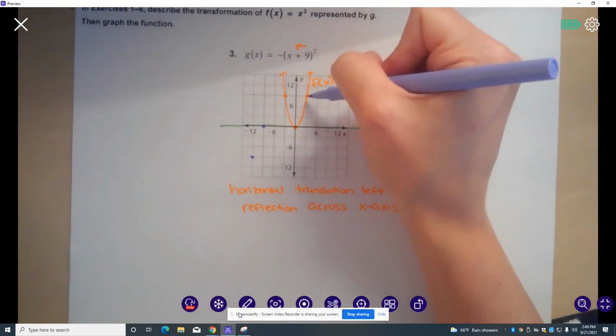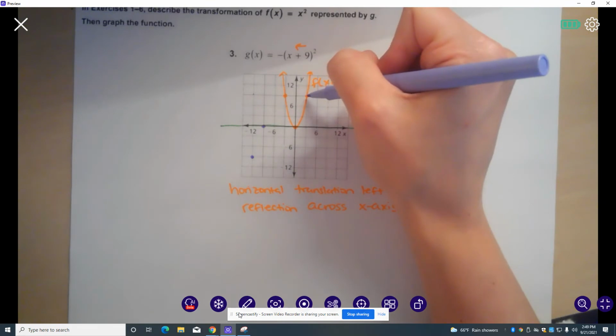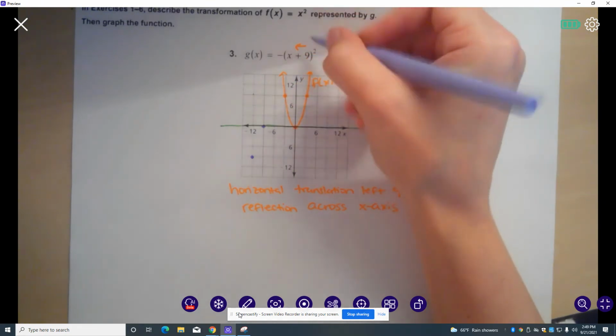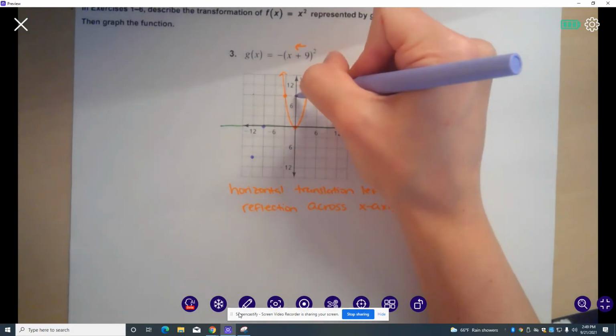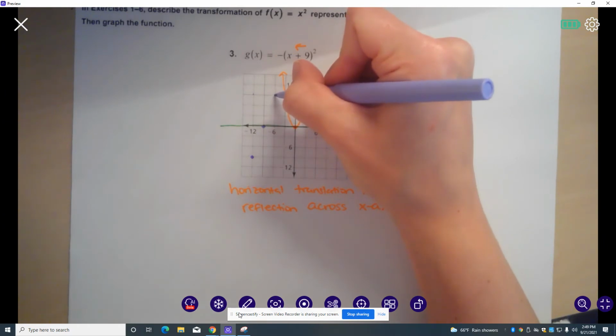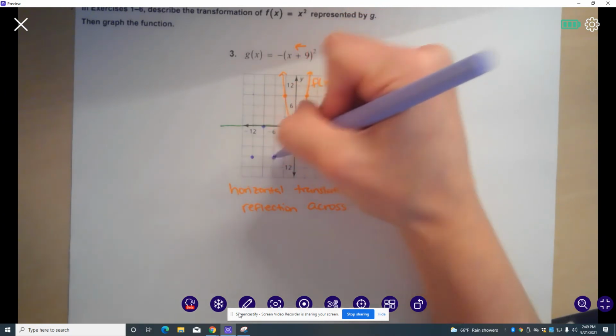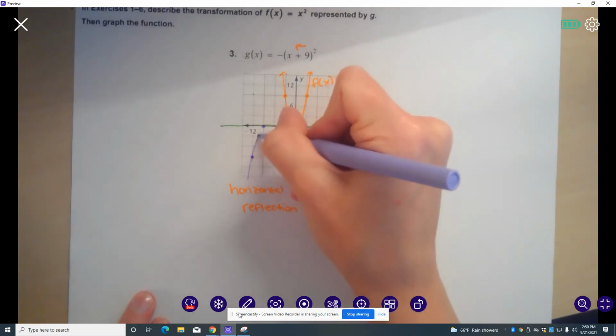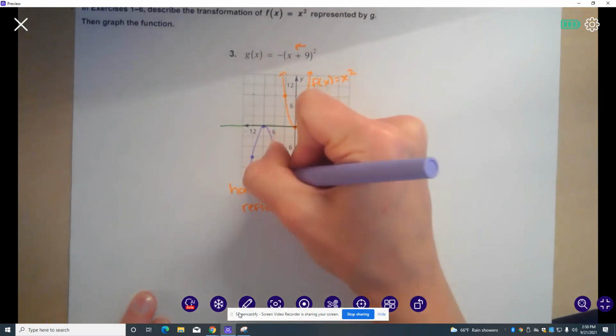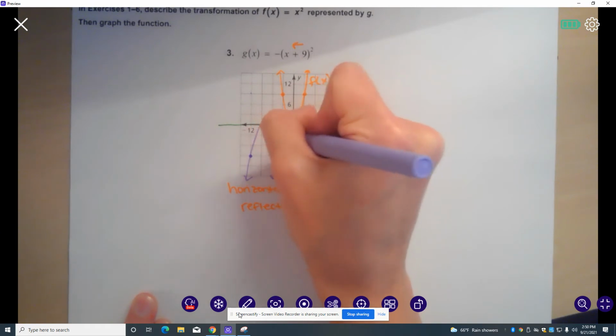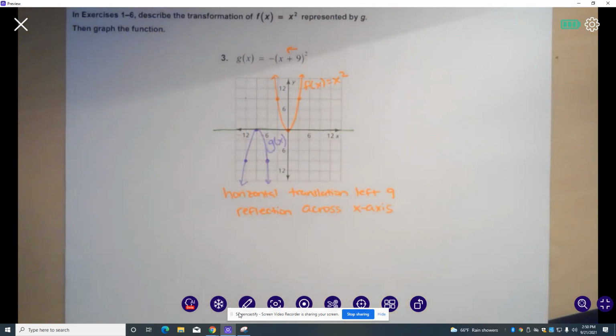Now my other point here that I had on my parent function, I'll move 9 left and then reflect it across the x-axis. 3, 6, 9. Okay, so this is 9 above, so it needs to be 9 below. And then I'm going to go ahead and create that new function g of x.